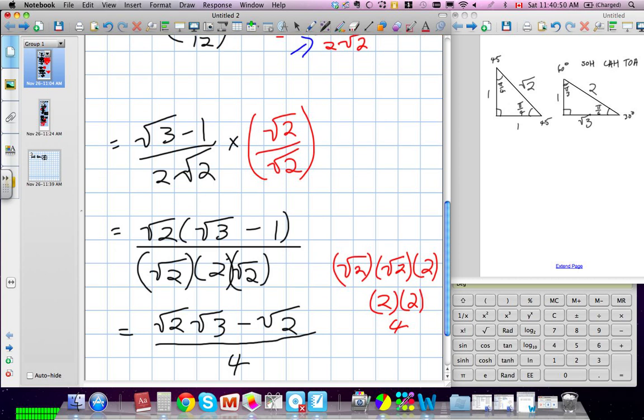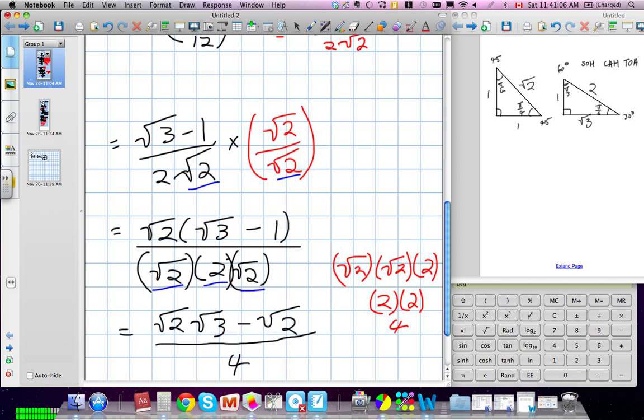So we did, technically this is like multiplying by 1, right? Because we put root 2 over root 2. So we multiply this by 1, which technically changes nothing. But in this case, we're able to multiply out and get rid of our roots on the bottom. So we had root 2 times 2 times root 2, and root 2 times everything on top.